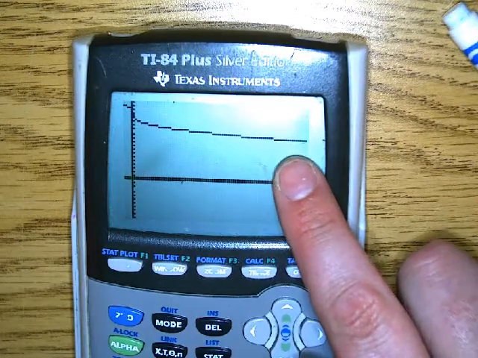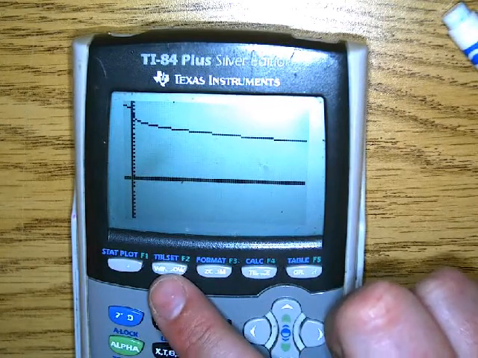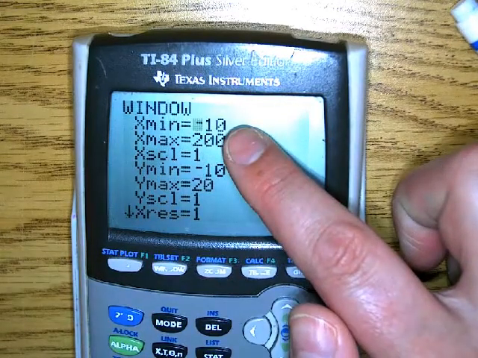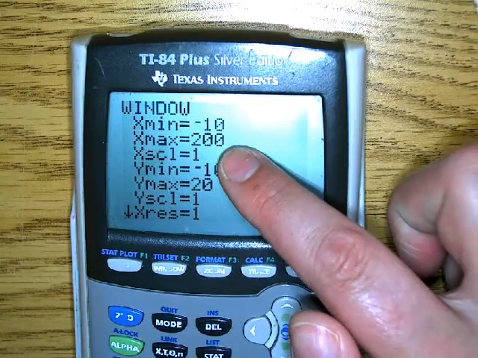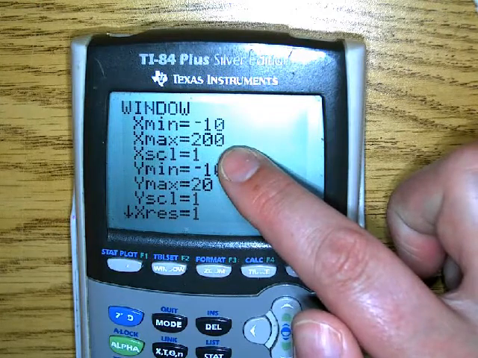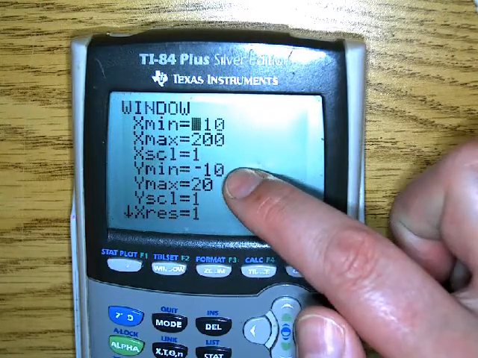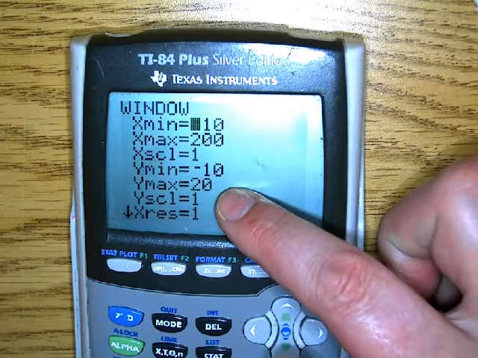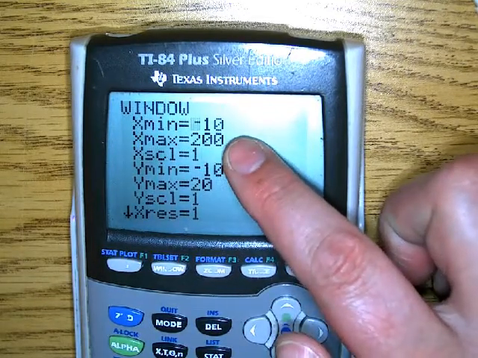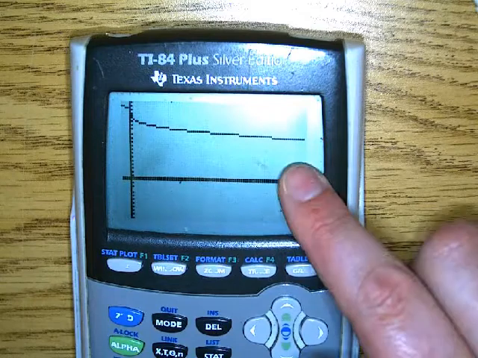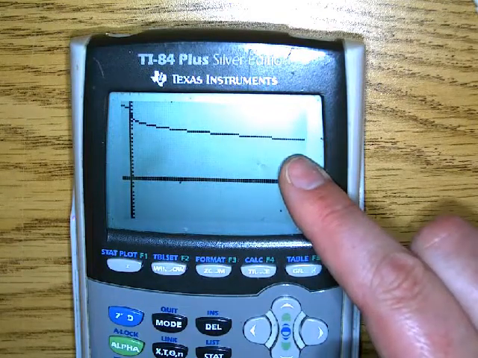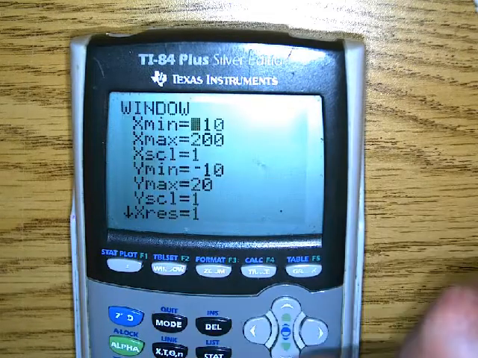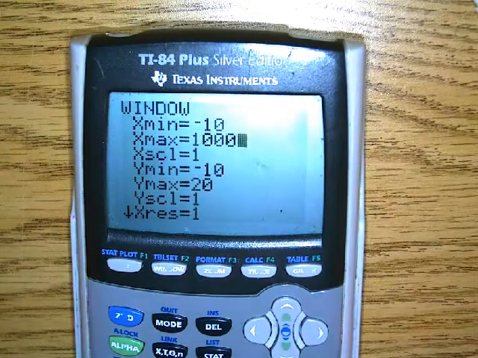So if we look at this, I'm hitting the window button. X min is numbers to the left. X max is numbers to the right. Y min is numbers down. Y max is numbers up. So my X max right now is 200. That's not getting me far enough. I still have not crossed the y-axis. I haven't gotten to my x-intercept. I still need more numbers, so maybe I'll do like 1,000.